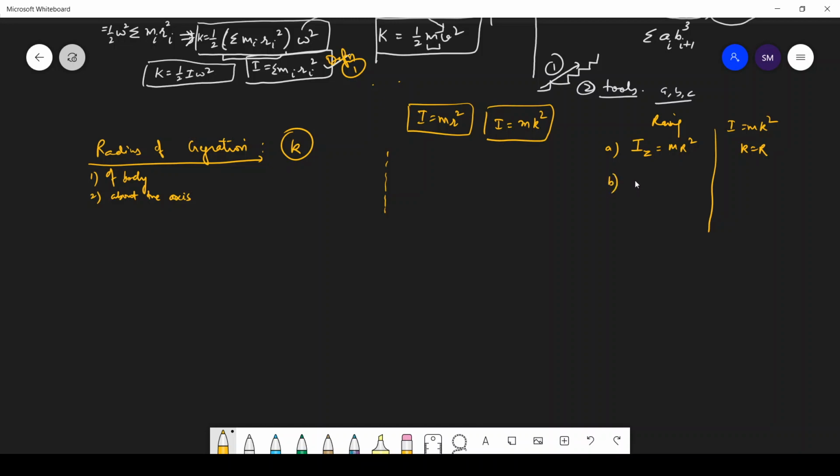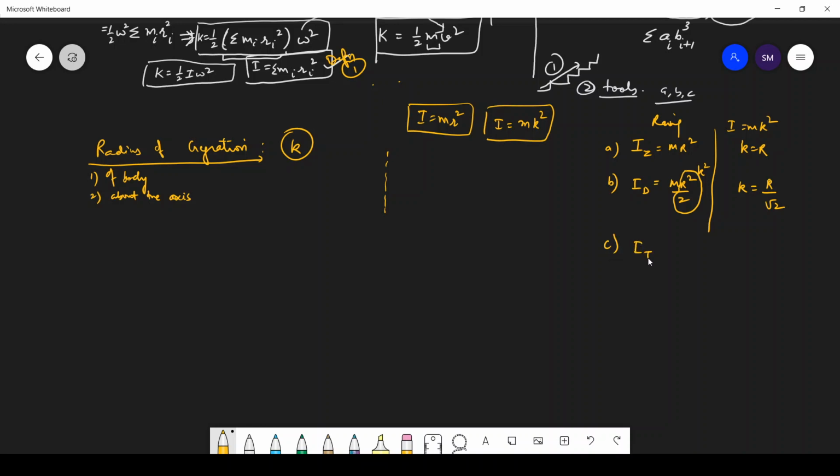Second, then you found along the diameter, that was along the xy plane, and that equals mr square by 2. So here in this case, what is your k? This is k square. What is k then? R upon under the root 2. Okay, R upon root 2. Then C case.